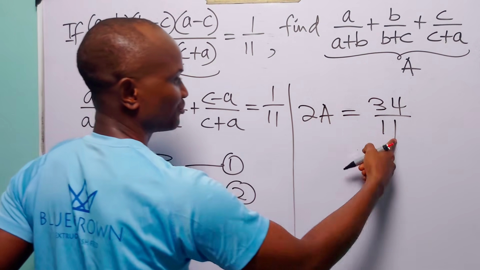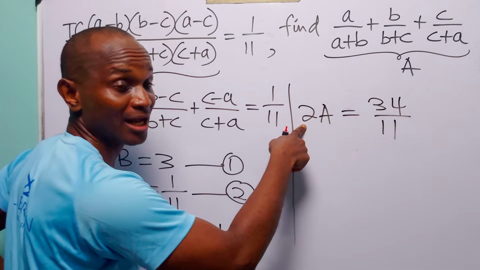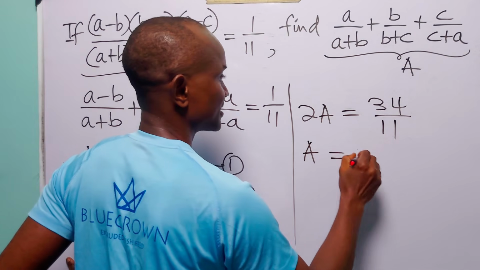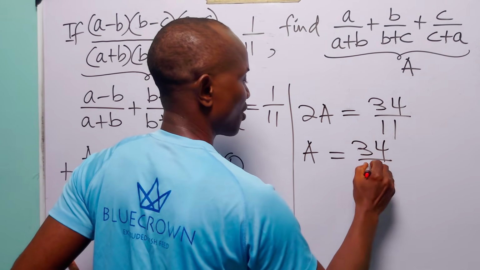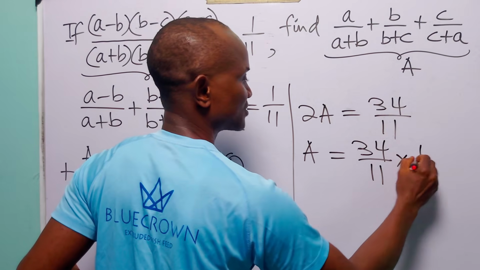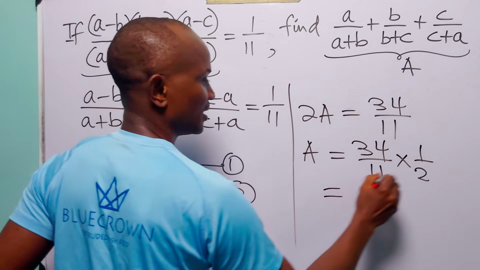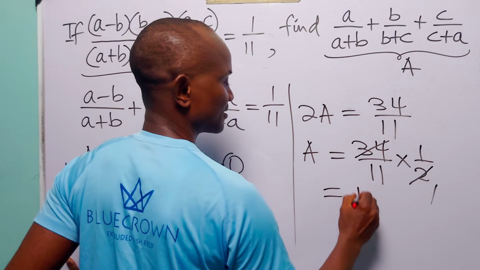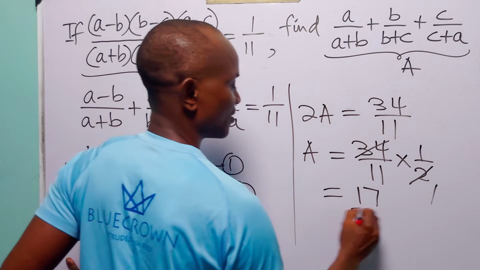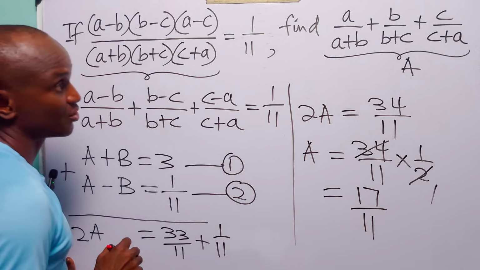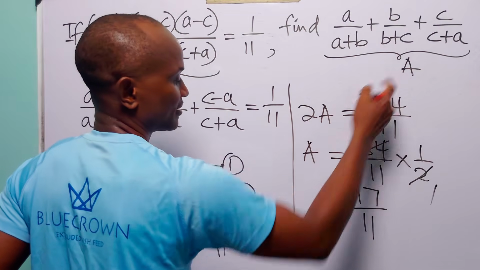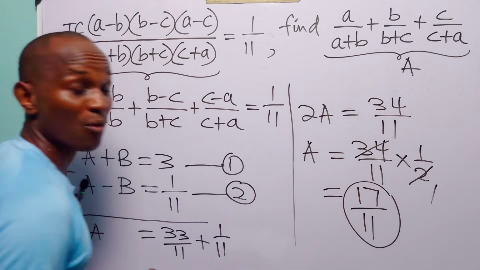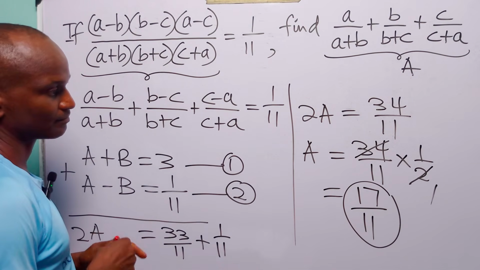And of course, dividing both sides of this equation by 2, we have that A is equal to 34 over 11 times 1 over 2. 2 into itself is 1, into 34 is 17 over 11. So the value of A is 17 over 11.